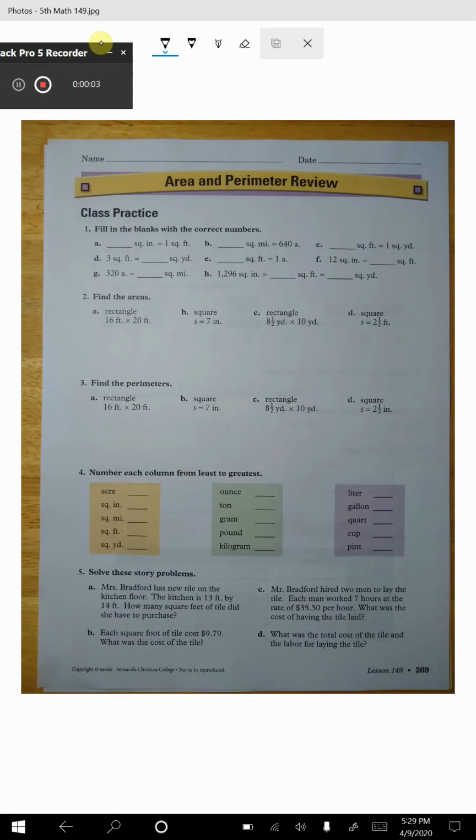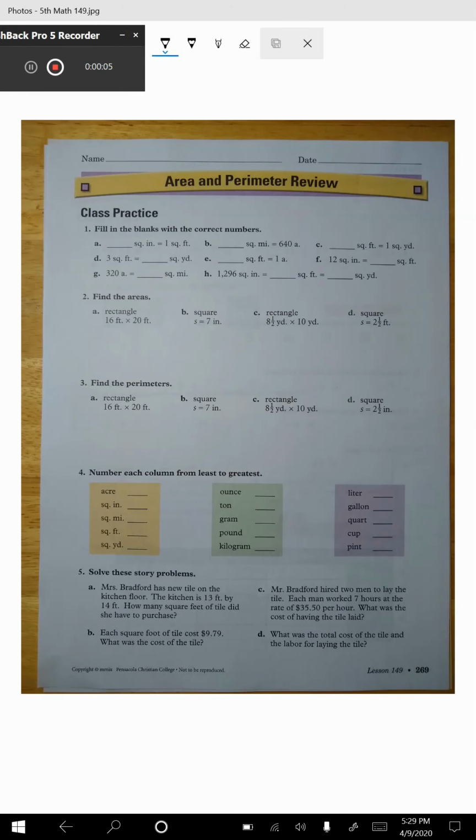Okay, today is a review lesson. There's a few tricky things in here, so I'll do some of it with you. Let's start with this very top part. I'll do the top part with you.